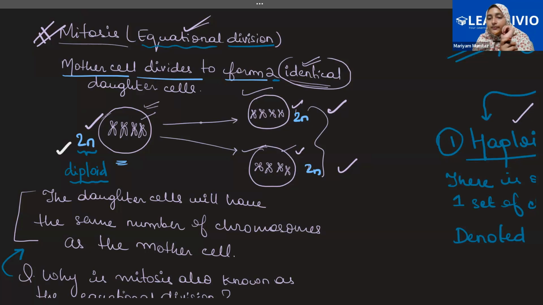Ma'am, can a mother cell have more than two sets of chromosomes? If we are talking about mitosis, it will have the exact same number of chromosomes as the mother cell. If the mother cell has 3N, the daughter cell will also be 3N. If the mother cell has 4N, then the daughter cell will also be 4N. So always remember the number of chromosomes will be identical in the case of mitosis. And this is the reason why we are calling this division equational division.